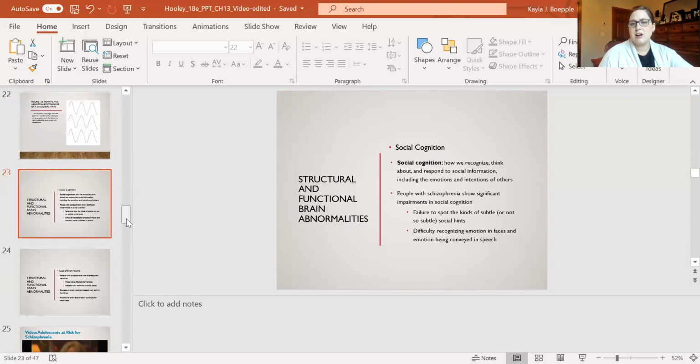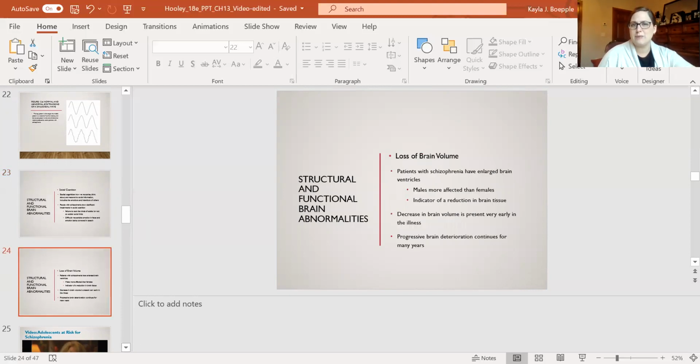Social cognition can also play a part when we're talking about what might be leading somebody to develop schizophrenia. When we talk about social cognition, we are talking about how we recognize, think about, and respond to social information, including the emotions and intentions of others. People with schizophrenia have been shown to have significant impairments when it comes to social cognition.